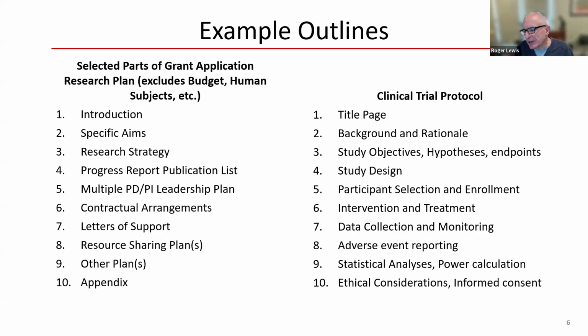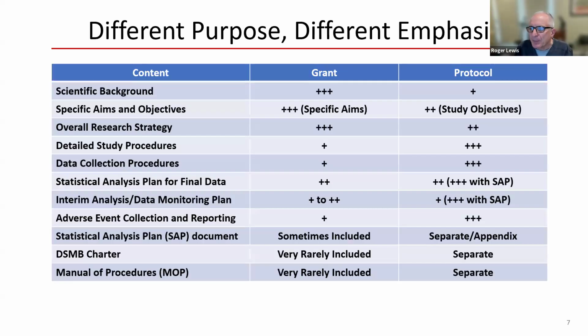But one of the things I was concerned about in showing two outlines is that you can get this idea that for most things on the left, there's something on the right or vice versa. But even within things that look similar in focus, the level of detail is markedly different. So as I mentioned earlier, the scientific background in the grant needs to show an extensive understanding of the state of the literature and prior work in the area.